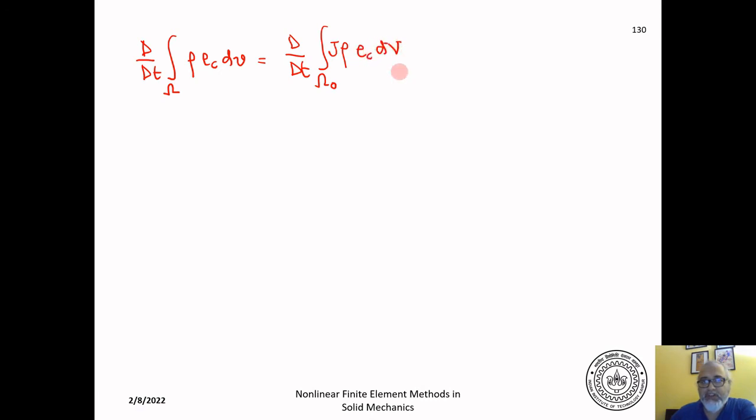So we have d/dt of rho EC d small v integrated over v, and if you remember, we had already made the argument that you cannot take this d/dt inside because this is a function of time. So what we do is we write d/dt of omega naught rho j rho EC d capital V. Now this is no longer a function of time, so I can take this inside, d/dt of j rho EC dv d capital V.